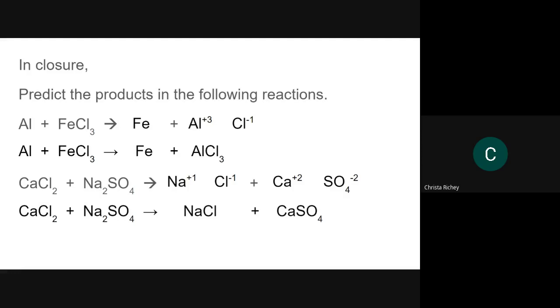So this is what type of reaction? Single replacement. This is what type? This is a double. This is how short the notes are today. You know, I made sure today's was short for a reason.